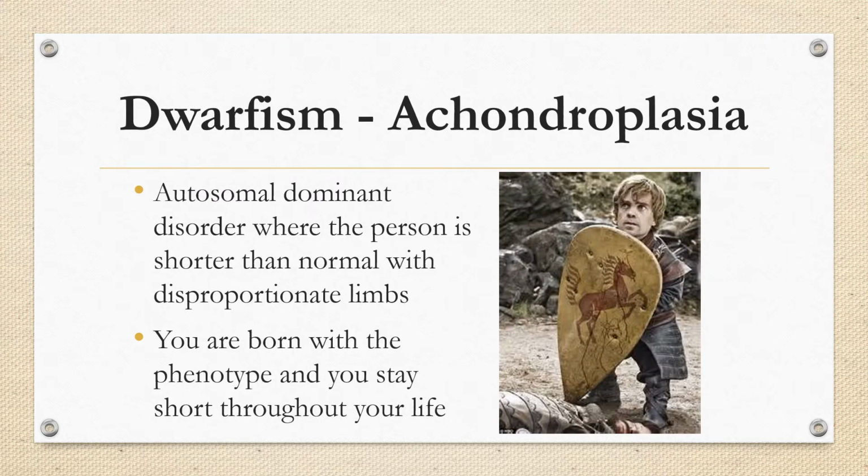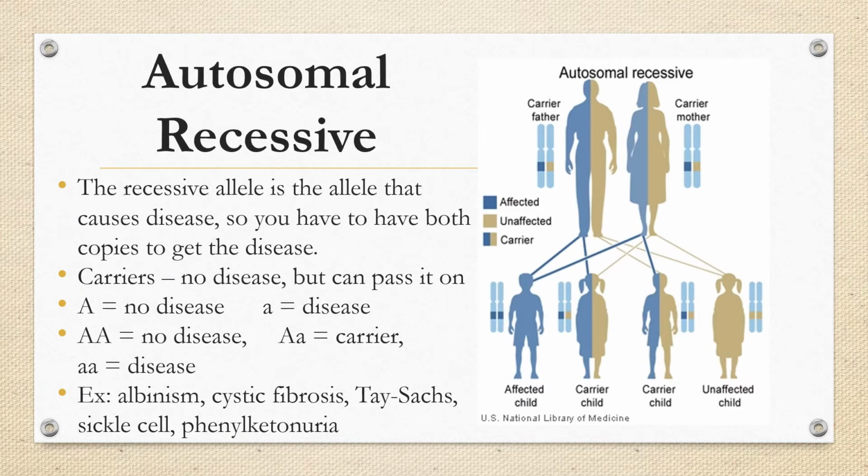Another one of these autosomal dominant disorders is dwarfism or achondroplasia. This is where you're going to end up with a person who's much shorter than normal, and they're going to have a disproportionate limb to body ratio compared to what we would call a fully developed or normal human. You're born with the phenotype and you stay that way for your whole life. So once again, even if you have just one of those dominant alleles, you're going to end up displaying the dwarfism trait. Then you have autosomal recessive.